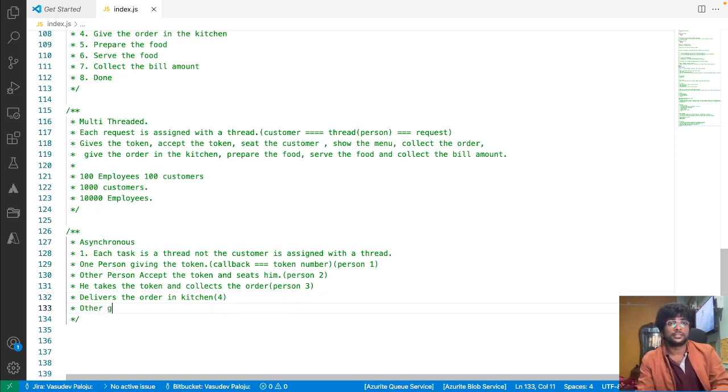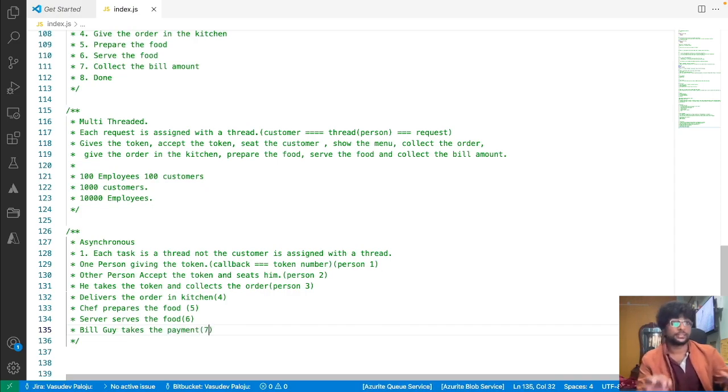Another guy, the chef, prepares the food. His work is only preparing the food. He is the fifth person. And the server serves the food. This guy is the sixth one. These are the six different threads. And the bill guy takes the payment. This guy is seven.